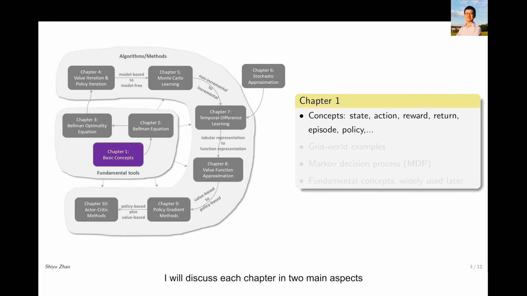Now, let's begin the detailed introduction. I will discuss each chapter in two main aspects. First, the content covered in that chapter. Second, its relationship with preceding and succeeding chapters. I'll go through some topics very quickly.